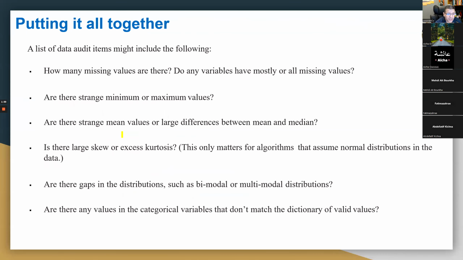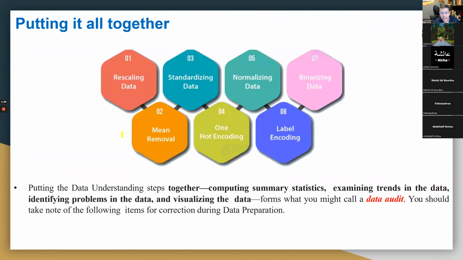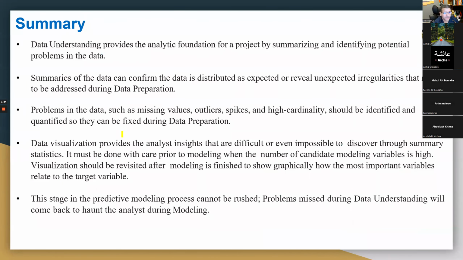Okay, so I think that's it. Yeah, that's it. That is all what we summarized. Data understanding provides the analytical foundation for a project by summarizing and identifying potential problems in the data. Summaries of the data can confirm the data is distributed as expected. Problems in the data, missing values, outliers, spikes, high cardinality should be defined. Data visualizations provide analysis insight that is difficult or even impossible to discover through summary. This stage in the predictive modeling process cannot be rushed.